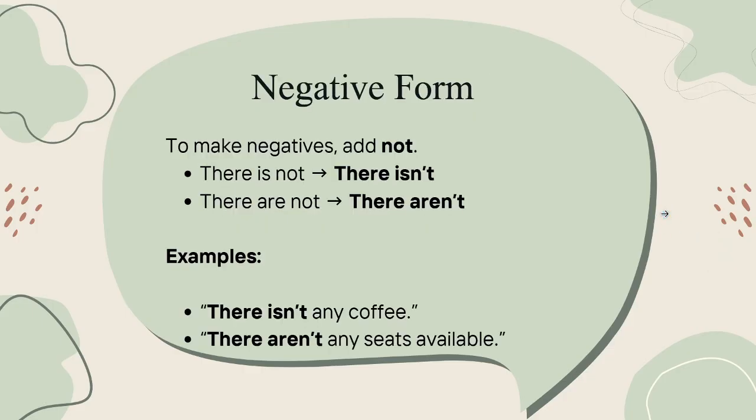So let's see the negative form. To make a negative, add not. So there is not. We also have a contraction, there isn't. There are not, there aren't. And we have an example. There isn't any coffee. There aren't any seats available. Or we can just say there is not any coffee or there are not any seats available.